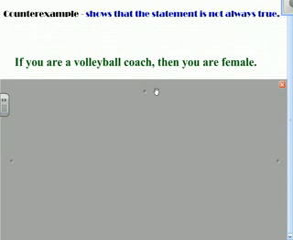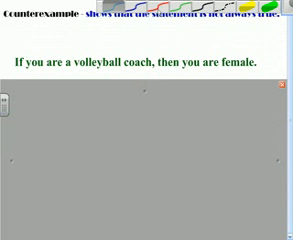Now, counterexamples are examples where you show that the statement is not always true. Not all conditionals are true. In order to prove a conditional false, you have to have the hypothesis that works, but the conclusion that doesn't. So if you are a volleyball coach, then you are female. Let's underline the hypothesis. You are a volleyball coach. Notice I'm not underlining the word if. You are female is the conclusion.